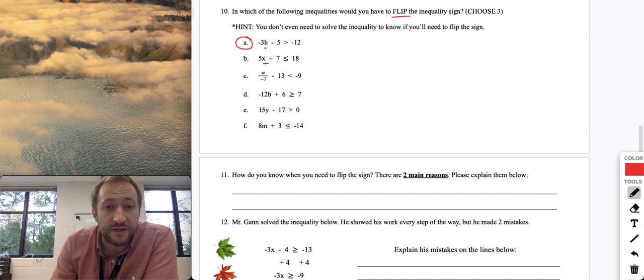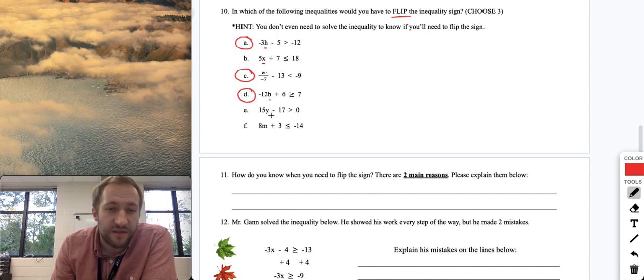Let's look at the next one. Here's my variable. It's an x. Is the number attached to it a negative? Nope. So I won't have to flip that one. This one, is the number attached to the variable negative? It sure is. That w has a negative 7 that's being divided by. I'm going to have to flip it. This one, the variable is a b. Is the number that's attached a negative? It sure is. I'm going to have to flip that one too.